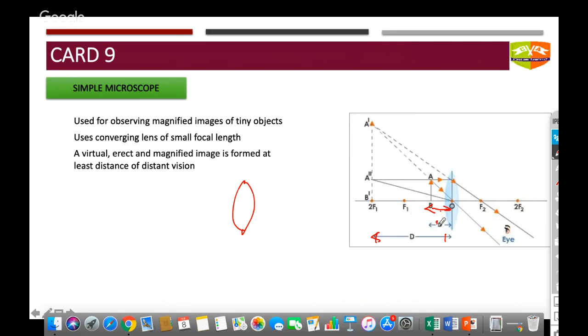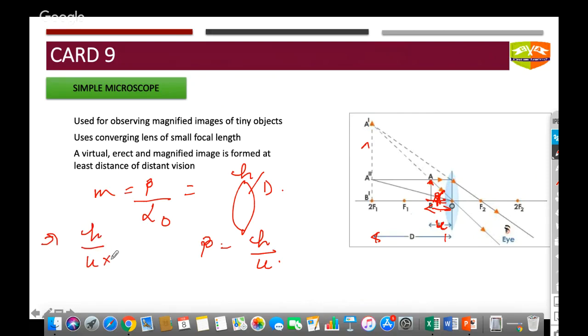This is my u, and the angle would be, suppose this angle is beta, formed by this particular line. So M would be beta divided by alpha naught. I know alpha naught is H divided by D, and beta would be equal to H divided by U, where it has been kept over here. So H divided by U, H divided by D. So I find out D divided by U naught.